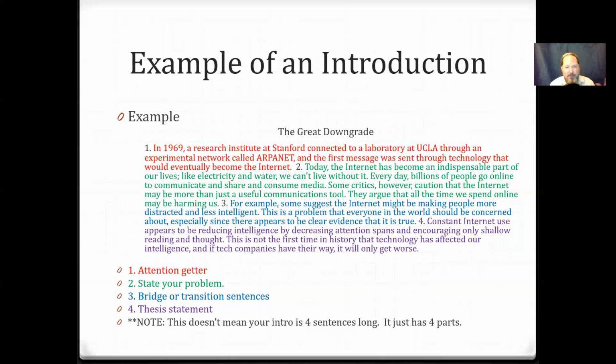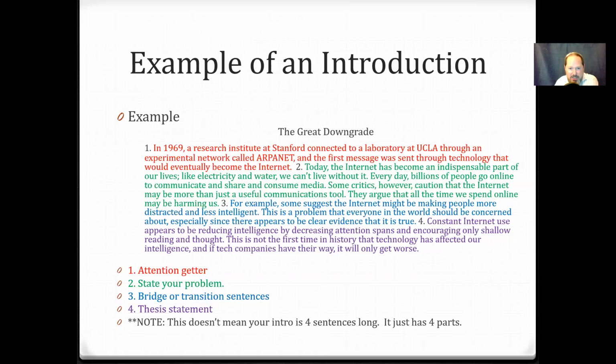Sometimes it's hard to fit in all of the points you want to make in one sentence to express your argument and list your ideas. You can do it, but sometimes it's good to split it up into a couple of sentences. You notice I don't say, I think constant internet use appears to be reducing intelligence. I just make it a strong argument. Constant internet use appears to be reducing intelligence. I actually qualify it there by saying appears to be reducing intelligence. And that goes back to the last sentence.